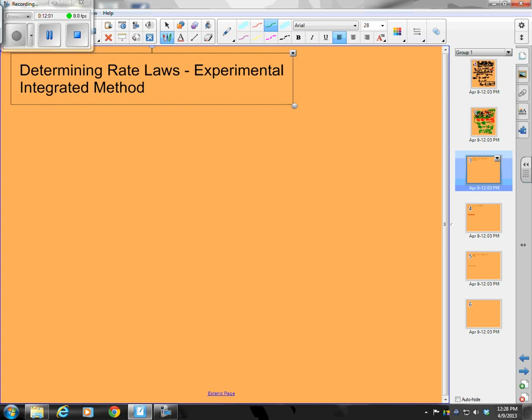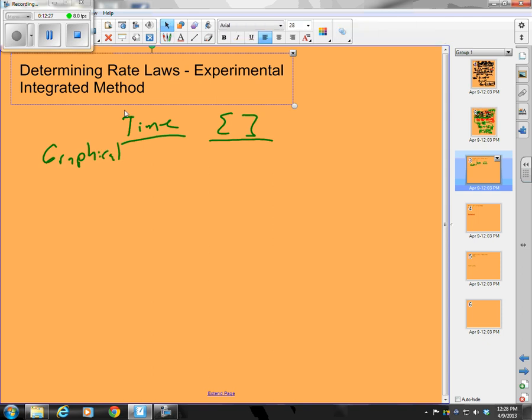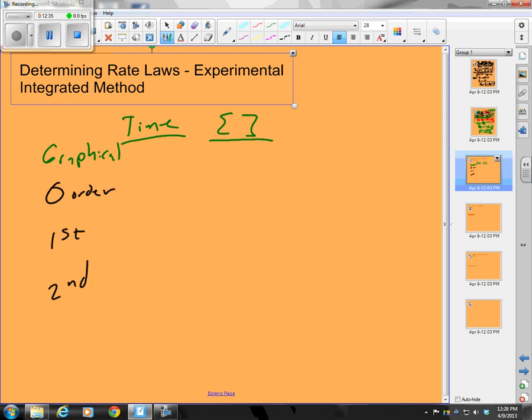What happens if I have, oh, that's the integrated method. How do I recognize the integrated method? In the integrated method, what I have is time versus concentration. And this is a graphical method. We are only going to assume there are 3 options: either I have 0 order, first order, or second order. Good. So now, what do I graph to figure these?